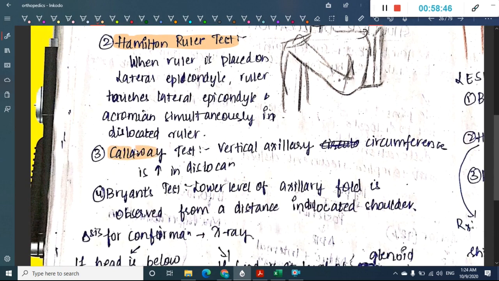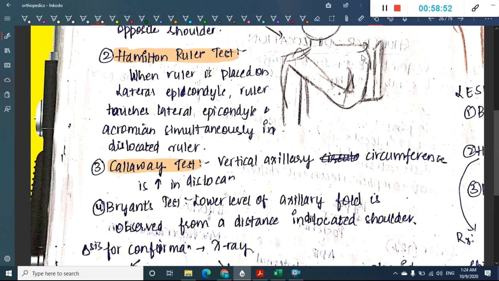Then the next test is Callaway test. What is this Callaway test? In Callaway's test the vertical axillary circumference is increased in dislocation. Then we have the next test, which is Bryan's test. In Bryan's test the lower axillary fold is observed from a distance in a dislocated shoulder. So we have Hamilton ruler test, Callaway test and Bryan's test.